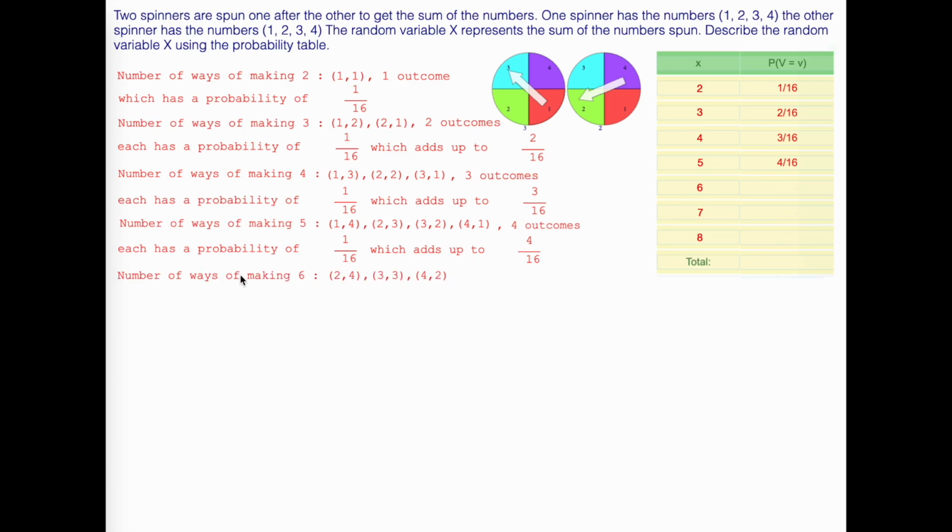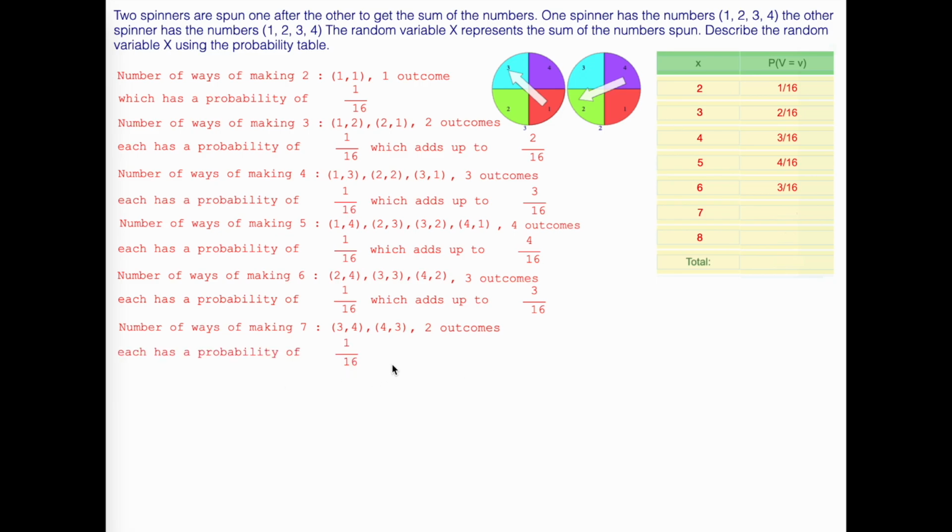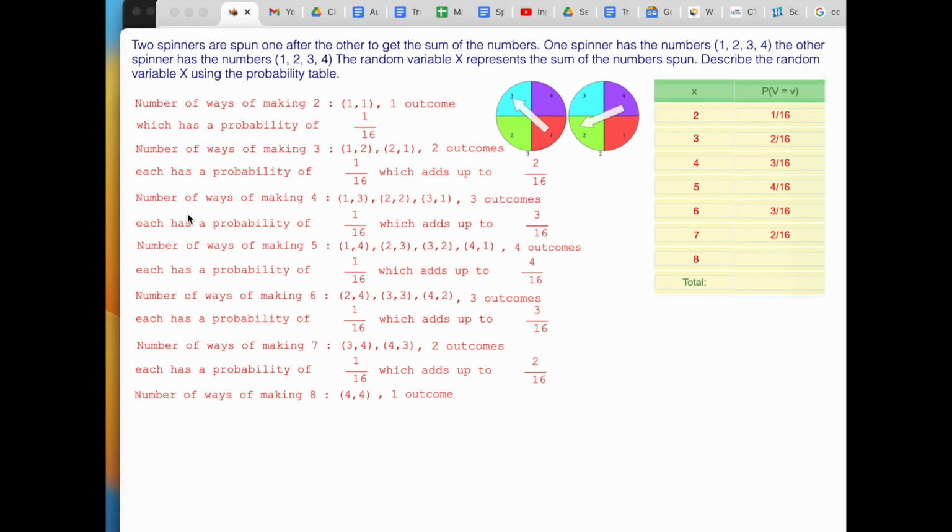The number of ways of getting a 6, you can have a 2 and a 4, a 3 and a 3, a 4 and a 2. That's it. So that's 3 outcomes. Each has a probability of 1/16. Altogether, that adds up to 3/16. The number of ways of making a 7, you could have 3 and 4 or 4 and 3. That's 2 outcomes. Each has a probability of 1/16, and that makes 2/16. The number of ways of making an 8 is just one way, and that's 4, 4, which is just one outcome, which has a probability of 1/16.